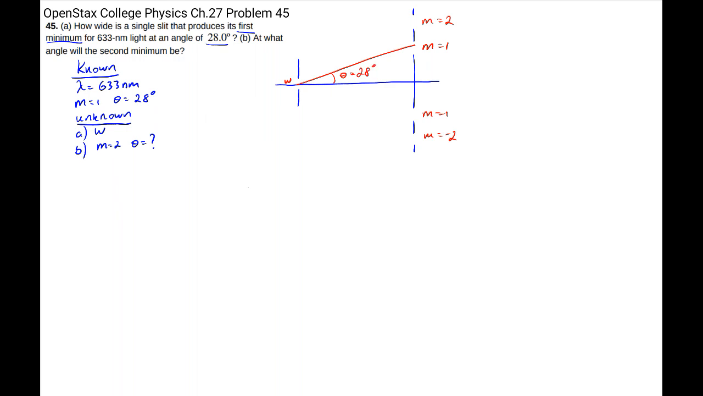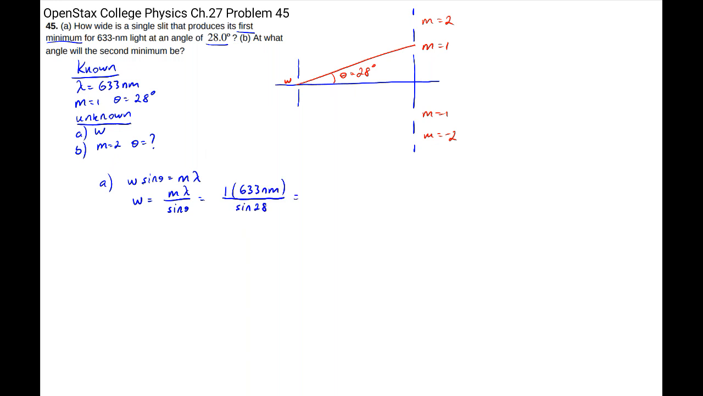And now we're looking for W, the width of the slit, so we want to solve for that. Let's use the equation W sine theta equals m lambda. In this equation, we know the angle, we know the order of the fringe m, and we also know lambda. So then W is m lambda divided by sine theta. M is 1, lambda is 633 nanometers, divided by sine 28.